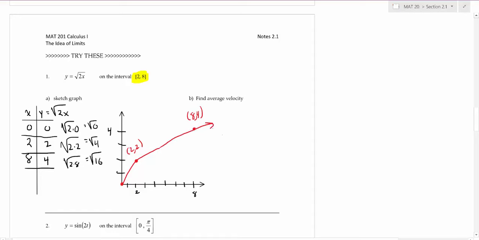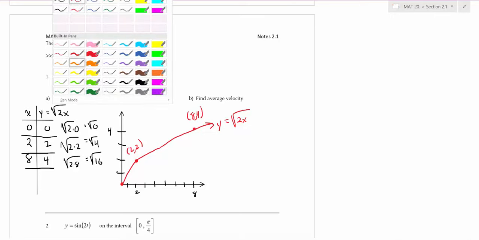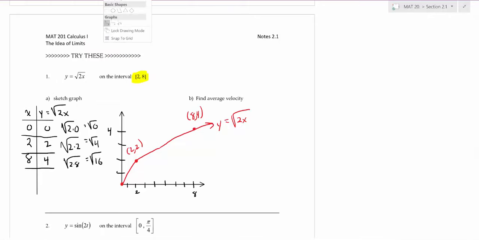So that is the graph of y equals square root of 2x. All right, now what I'm going to do is sketch my tangent line on this. Or not tangent line, the secant line. So I just need to be sure I connect these 2 points that I'm going through kind of carefully like that. So we're finding the slope of that secant line.